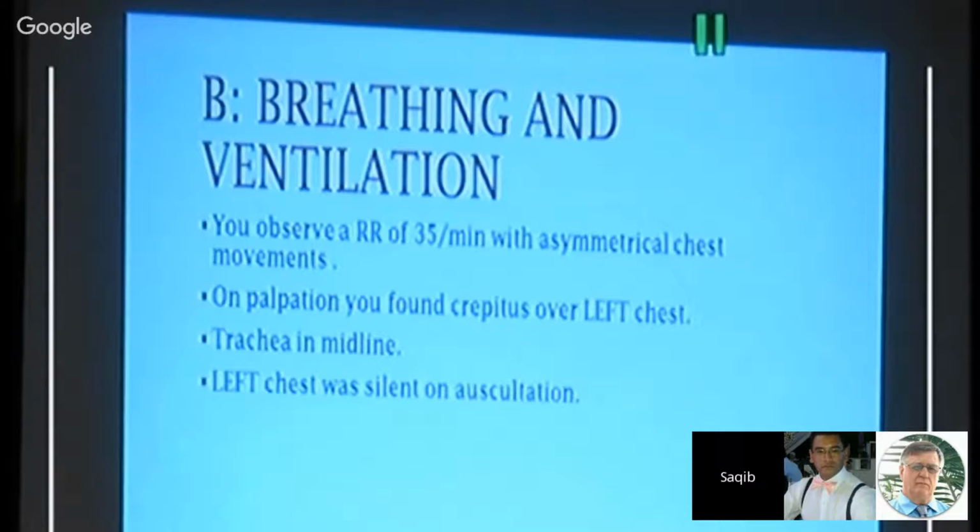Now, how about the breathing? In this patient, you observed that the breathing was 35 per minute with asymmetric chest movements. And on palpation, there was crepitus over the left chest, the trachea is in the midline, but the left chest was silent on auscultation. What comes to your mind? Silent left chest, but no midline shift. And the patient is tachypneic.